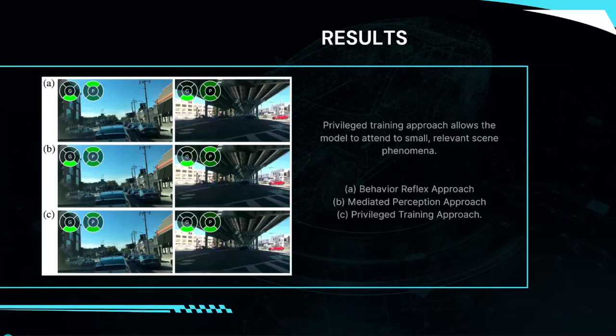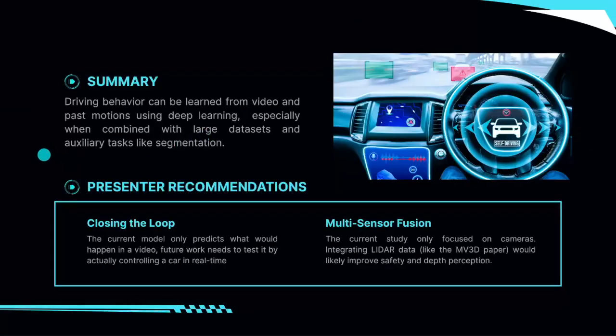Results on the privileged training. In the first column of images, there is a red light far ahead in the intersection. The privileged training approach has successfully identified that and predicted stop in C, while the other 2 methods fail and still predict to keep going straight. In summary, using deep learning, driving behavior can be learned and predicted from video and past motions. Large datasets and auxiliary tasks like segmentation improve performance.